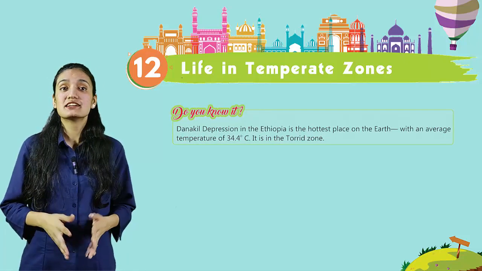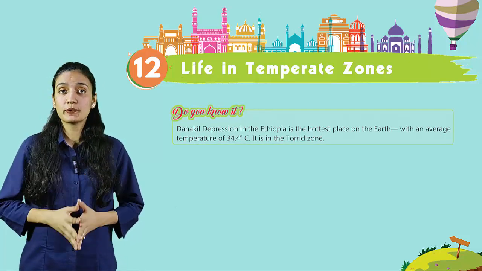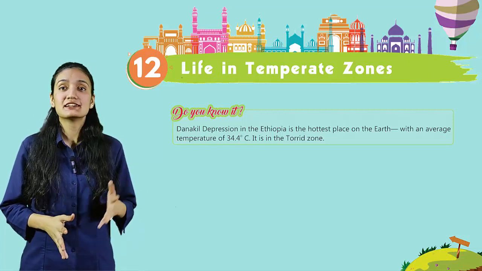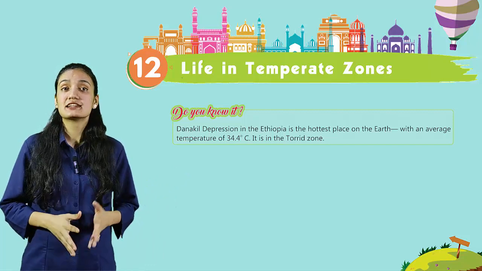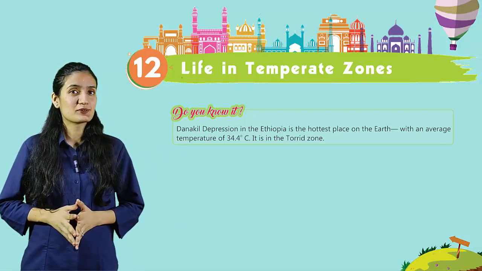Now, do you know it? Danakil Depression in Ethiopia is the hottest place on the earth, with an average temperature of 34.4 degrees Celsius. It is in the torrid zone.